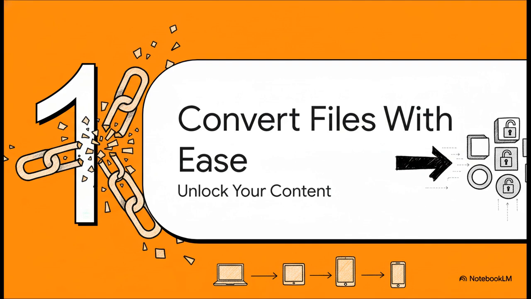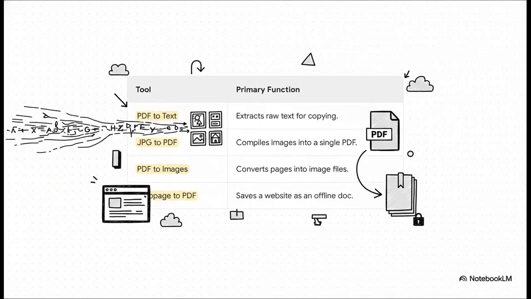All right, let's start with one of the biggest challenges: getting your information out of a PDF and into a format you can actually use. This is all about unlocking your content and making it work with your other tools. So tools like these are basically the bridge between different file types. You can rip the raw text out of a PDF for a report, or you can take a bunch of photos and compile them into a single clean portfolio.